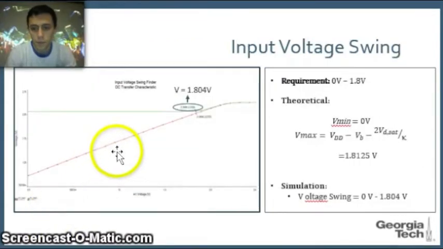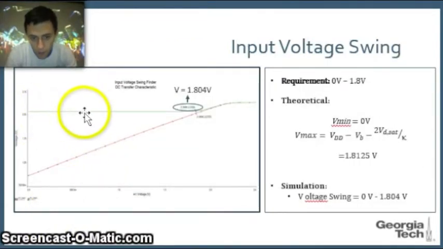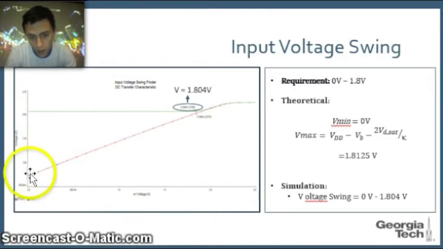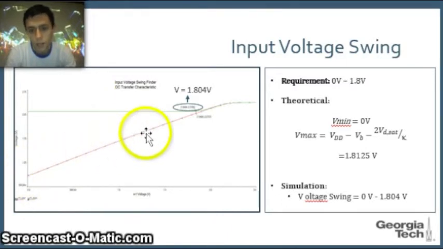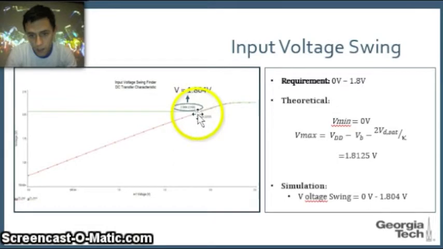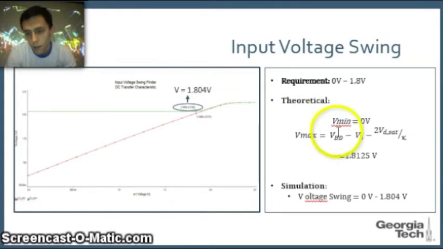Here we take a look at the input voltage swing. On the top we have the voltage of the bias transistor, and then on the bottom the voltage of the cascode transistor, which follows the output. As it follows the output and gets close to the bias transistor within 100 millivolts, it crushes the bias transistor, and this is where the swing ends. Theoretically, our voltage swing should go from 0 volts to 1.81 volts, and our simulation shows that it goes from 0 volts to 1.804 volts.